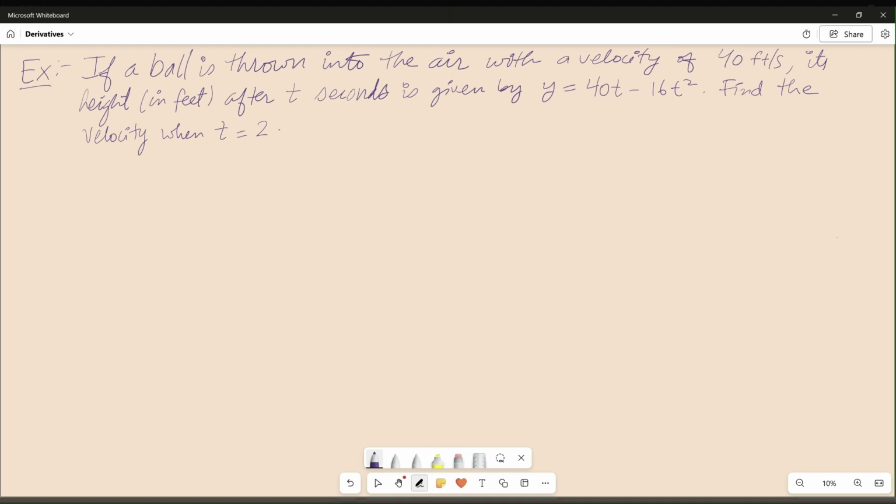If a ball is thrown into the air with a velocity of 40 feet per second, its height in feet after t seconds is given by y equals 40t minus 16t squared. Find the velocity when t is equal to 2. The most common mistake is this: do not just start plugging the value into this. No.